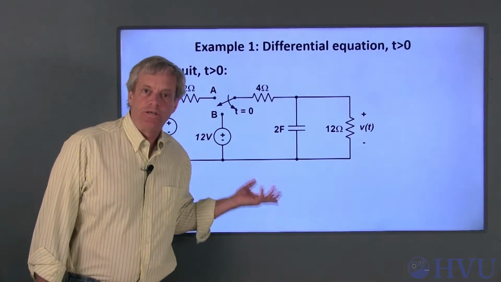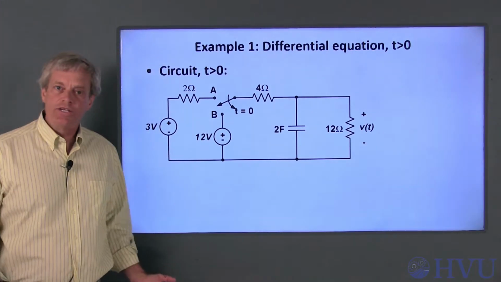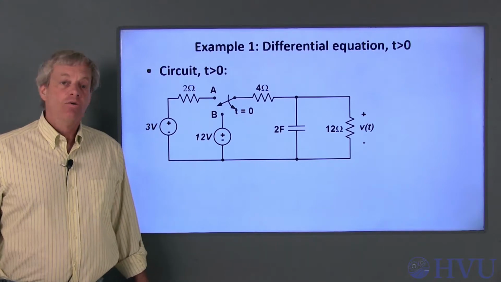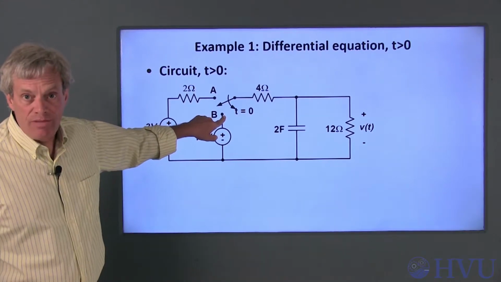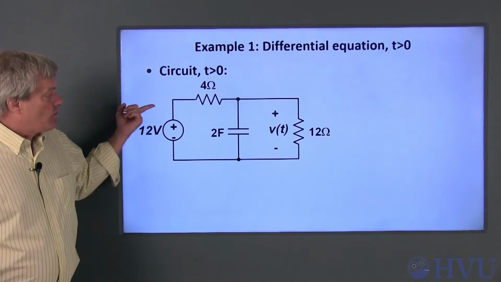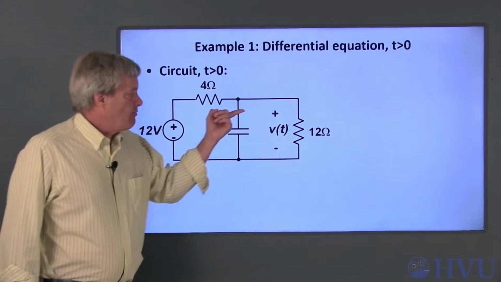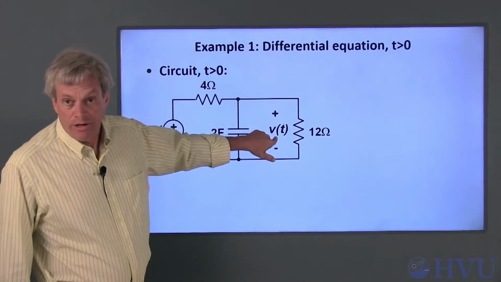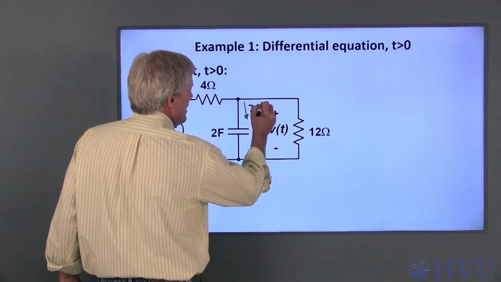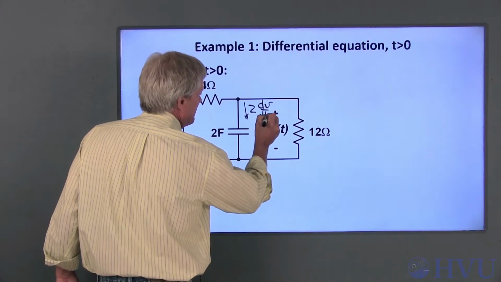This is our original circuit. To determine the differential equation for time greater than 0, we'll use the circuit for time greater than 0, which means that the switch is at position B. This is the circuit for time greater than 0. To write the differential equation governing this circuit, I want to label the capacitor voltage, which is already labeled as V of t, and then label the current, which is 2 farads times dV by dt.